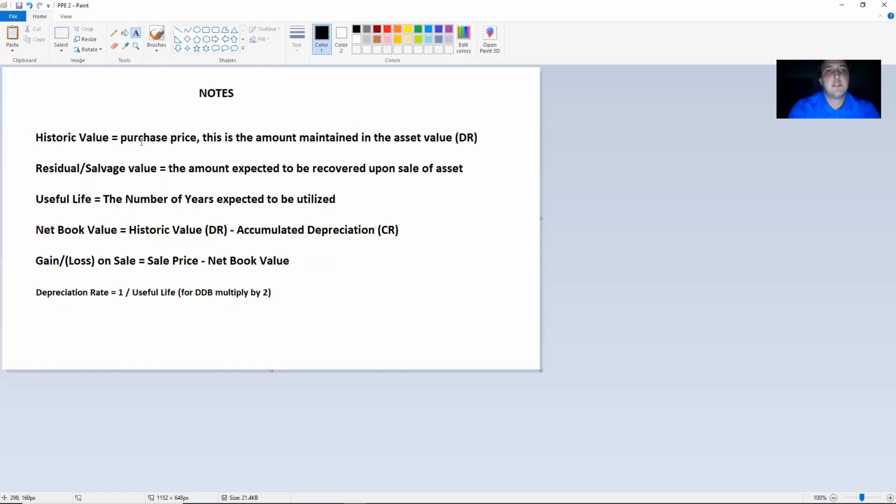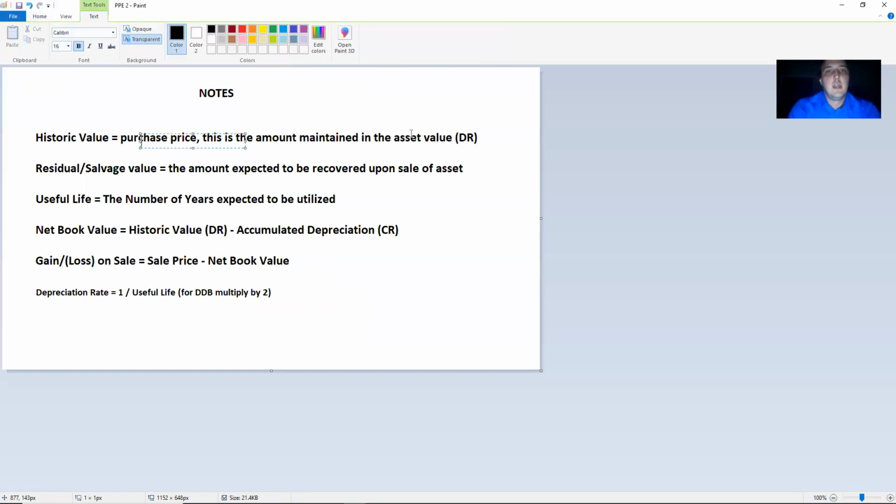So that's the purchase price that we maintain that asset at. Again, we're going to increase the PP&E with the debit. Whatever we purchase the price for, that's going to remain there, and we're going to separately have that accumulated depreciation. We also have what's called a residual or salvage value.